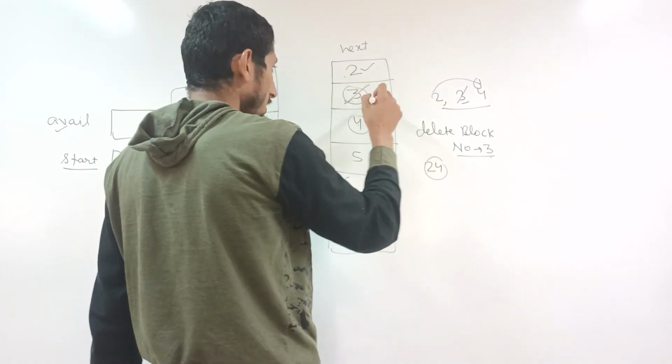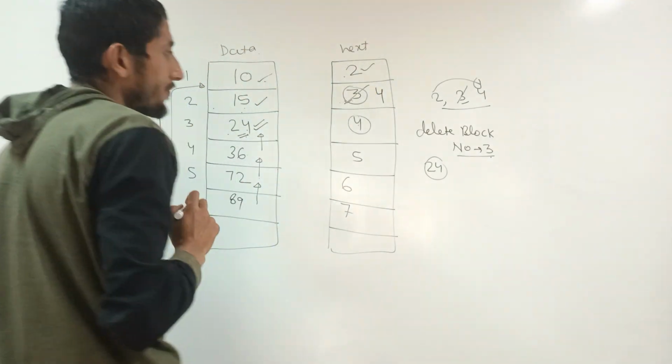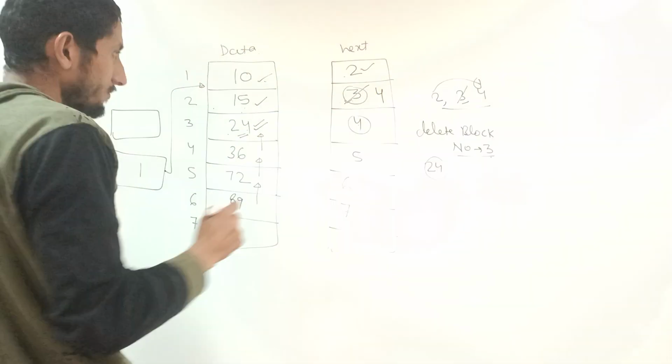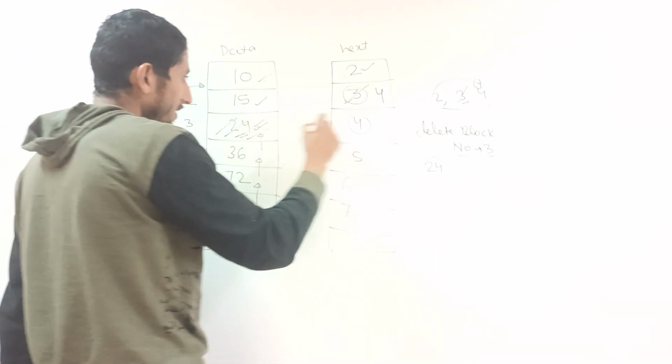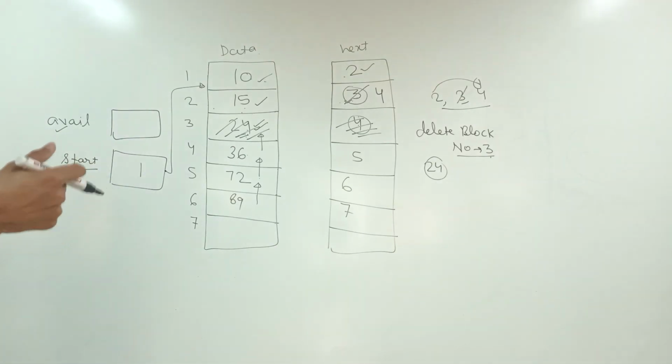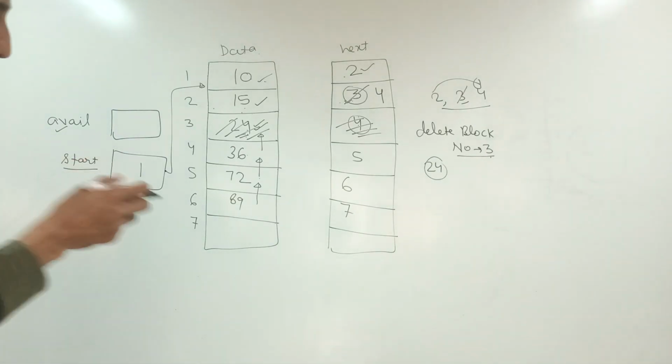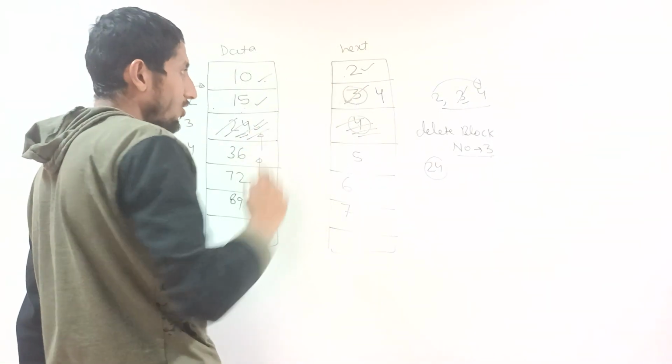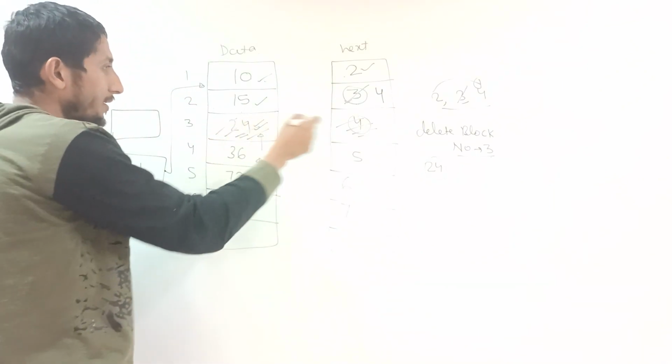So I can put here block number 4. Are you following this? And let me rough here like this. So what is the meaning of this one is, by changing the value of a pointer, or we can say a location, I am going to delete the element.